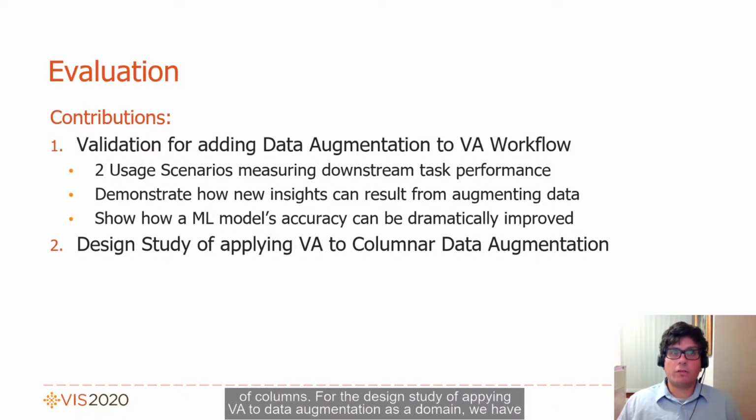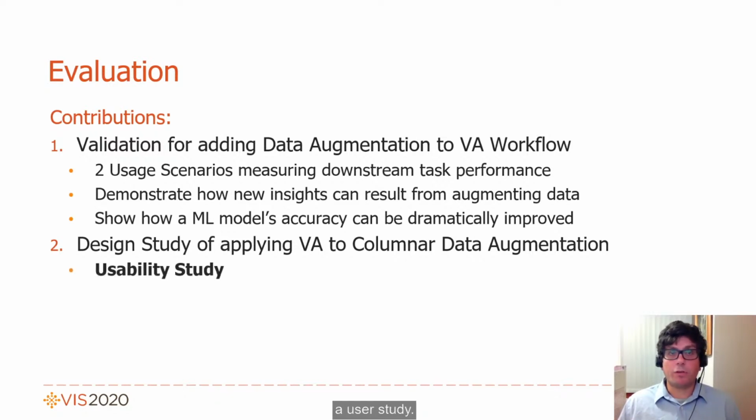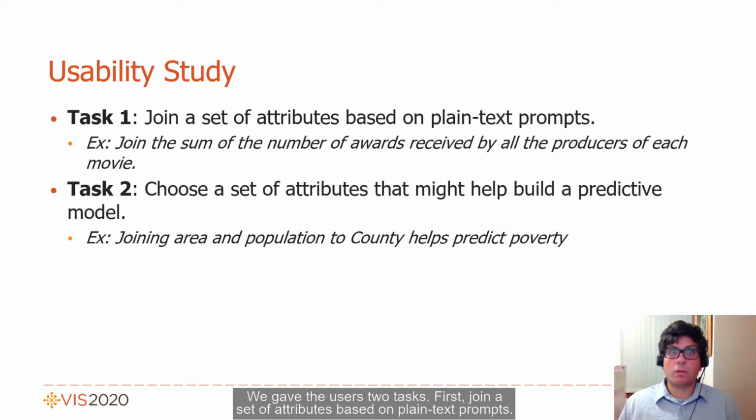And then for the design study of applying VA to data augmentation as a domain, we have a usability study. We gave the user two tasks. First, join a set of attributes based on plain text prompts. They would see a prompt like that and be asked to join that data. And then also an open-ended task of joining a set of attributes that might help build a predictive model.